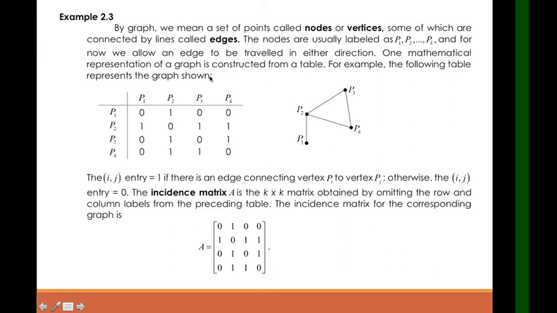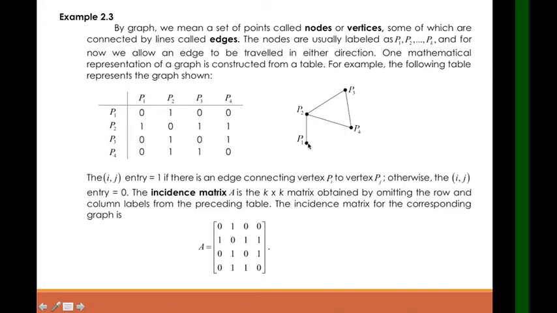One mathematical representation of a graph is constructed from a table. For example, the following table represents the graph shown. This is a table representation for the given graph. So we have P sub 1, P sub 2, P sub 3, and P sub 4. The same is true here, P sub 1, 2, 3, and 4. So let's say P sub 1 and P sub 2. How many edges do we have?